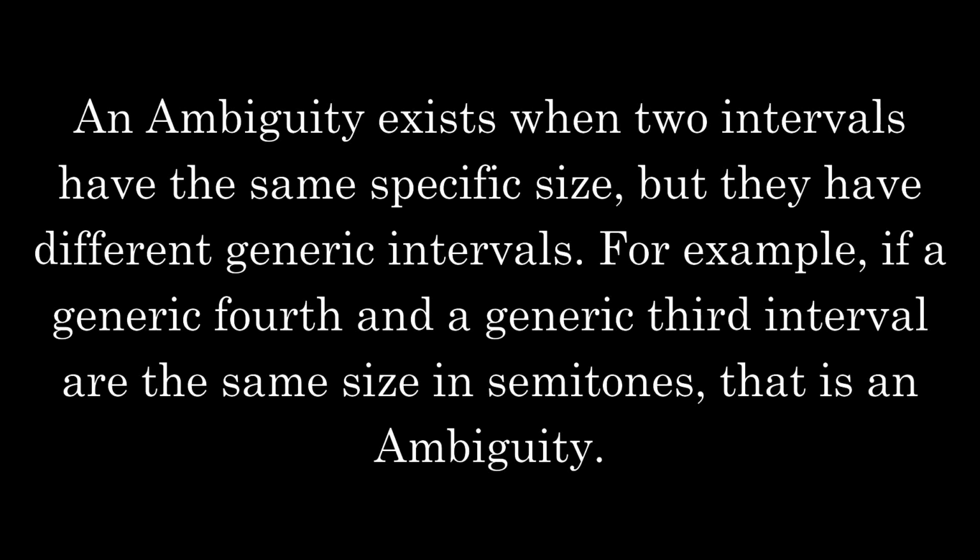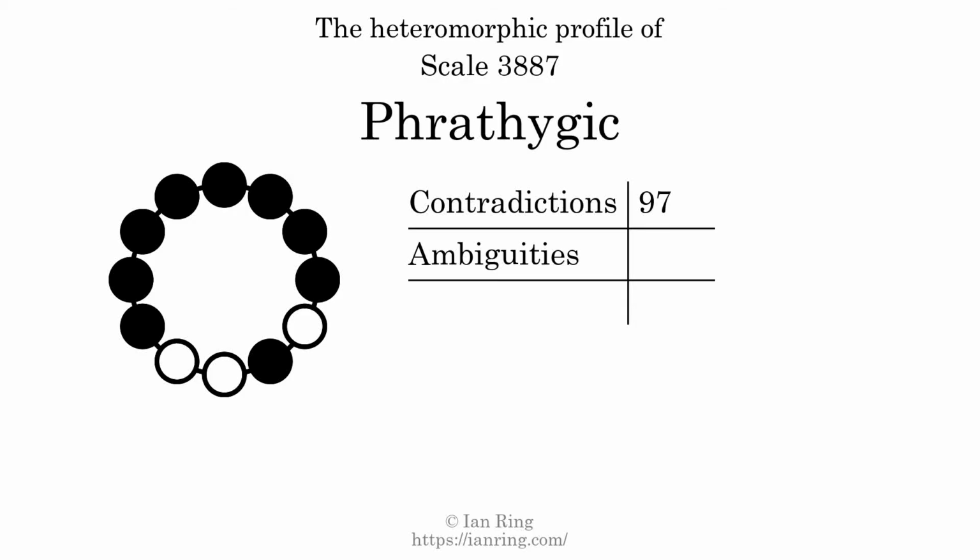An ambiguity exists when 2 intervals have the same specific size, but they have different generic intervals. For example, if a generic fourth and a generic third interval are the same size in semitones, that is an ambiguity. The number of ambiguities in this scale is 89.